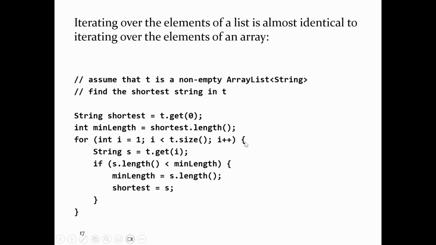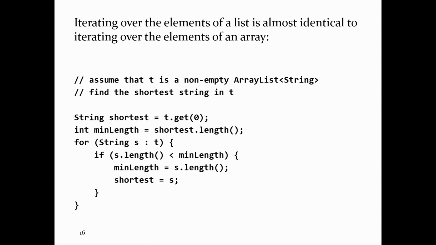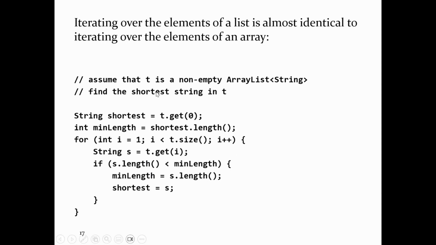This version is very, very slightly more efficient than this version. This version processes the first element twice. It processes it once here, and then it processes the first element again inside the loop. This one here processes each element exactly once.